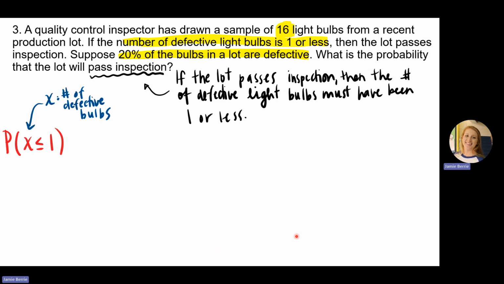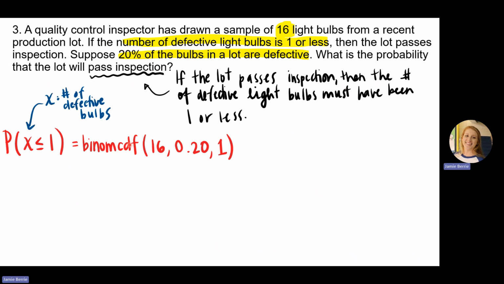And then we're looking for the probability that we observe one or less successes, right? Another reason we know this is binomial is because there's only two outcomes of this experiment: either the light bulb works or it doesn't work. This time we're looking at a less than or equal to problem. That means it's not binom PDF this time, it's binom CDF. So still N, P, and X.